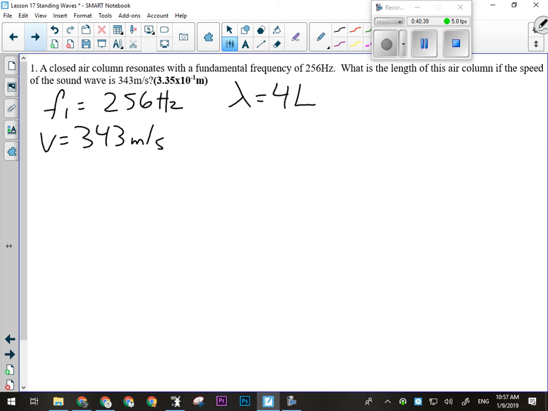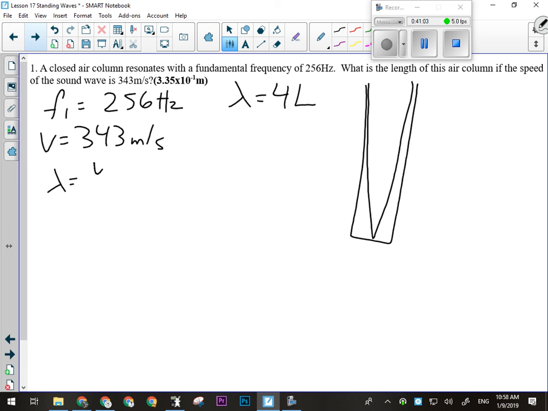So can I calculate the wavelength right now with the information I have? How's that going to help me get the length of the tube? Yeah, I'll divide it by 4. I know that what we're looking at here is a closed air column at its fundamental frequency. That means that I only have 1/4 of a wavelength in the tube. If I can find out what the wavelength is, which I can, then I can calculate the length of the tube by dividing that by 4.